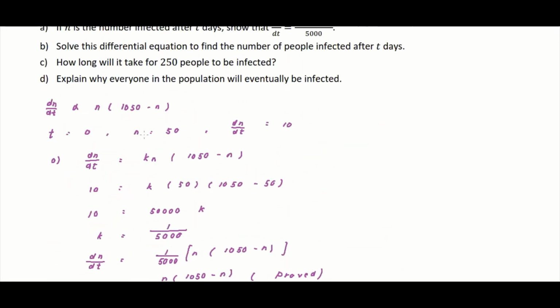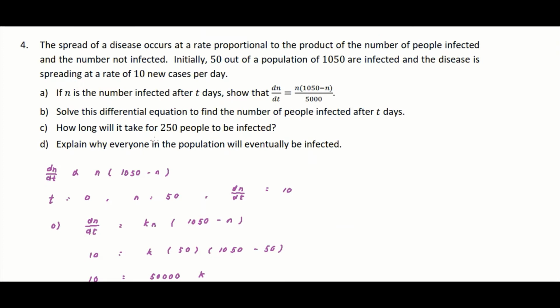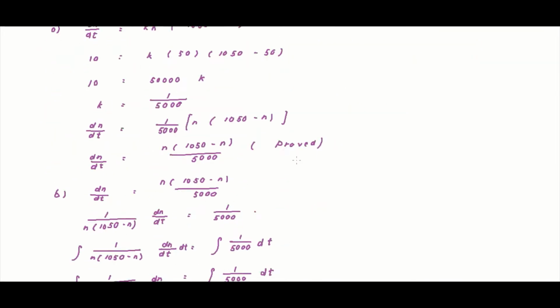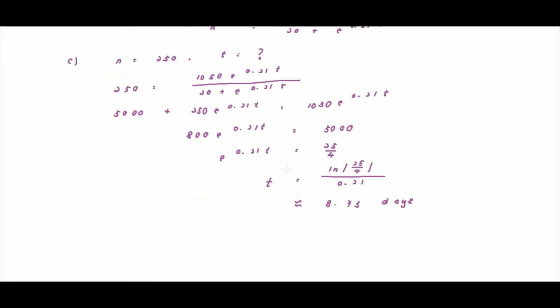For D, explain why everyone in the population will eventually be infected. So meaning that you need to explain that in the long run, the N will always become the whole population, which is 1050, theoretically, okay? So now let's try to see how to explain this. So you see that you have your N here, right? Let us try to write down the equation first.